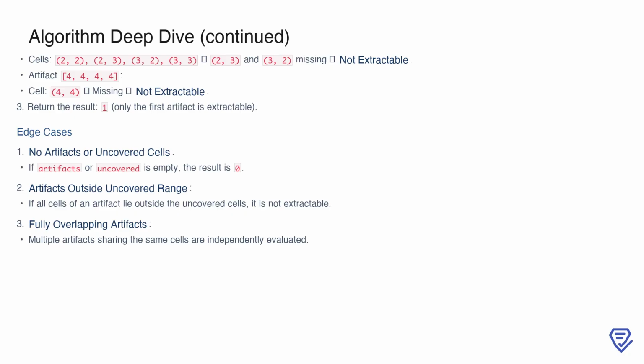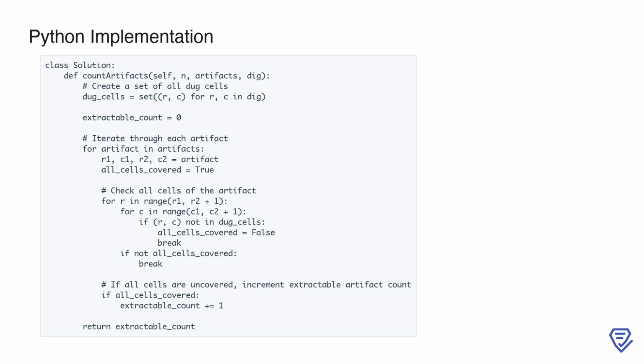Edge cases to consider include scenarios with no artifacts or uncovered cells, artifacts completely outside the uncovered range, and overlapping artifacts. These conditions are handled gracefully by the algorithm, ensuring robustness across different inputs. The provided solution solves the count artifacts that can be extracted problem by iterating through each artifact and checking if all its cells are dug up.